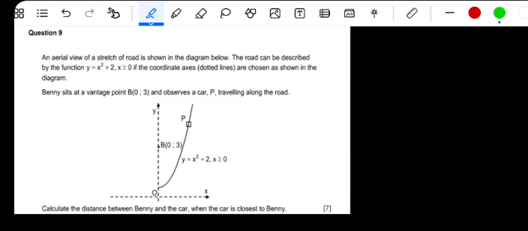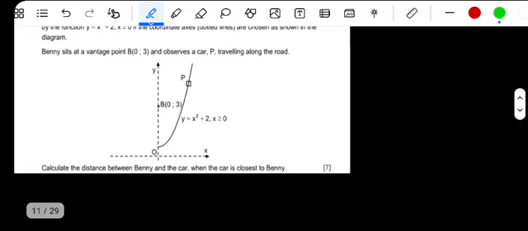Vantage point B, we are given vantage point B (0, 3), observes a car P traveling along the road. It says we should calculate the distance between Ben and the car when the car is closest. Note this word, closest.